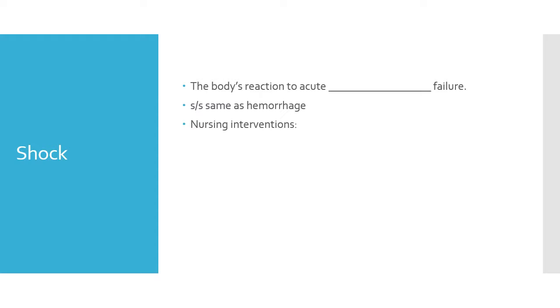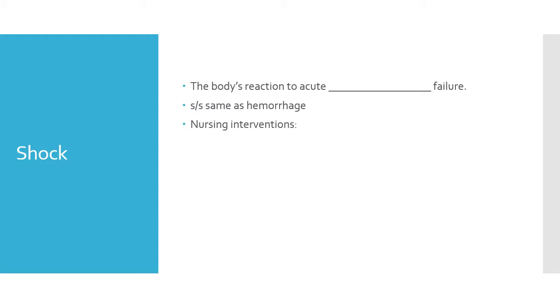This leads us to our second post-op complication of shock. Shock is the body's reaction to acute circulatory failure. The most common seen in postoperative patients is hypovolemic shock, which is a decrease in the blood volume, aka they're hemorrhaging out. Signs and symptoms are going to be the same as hemorrhage. So what are we going to do for these patients?